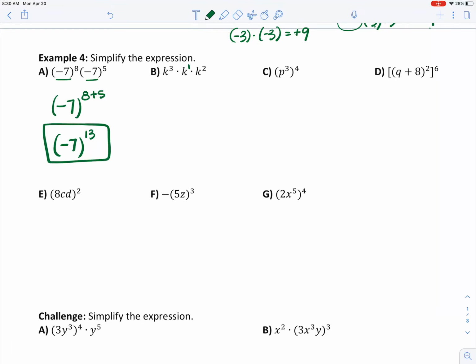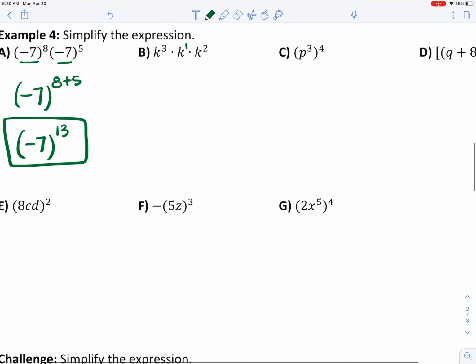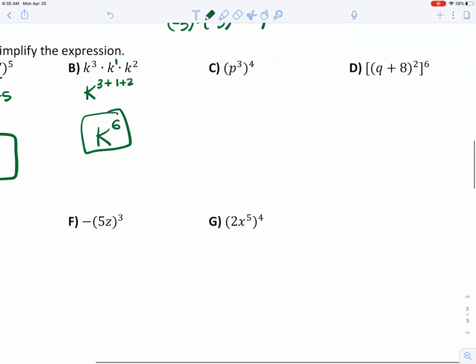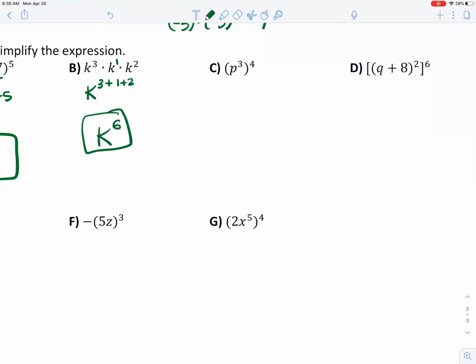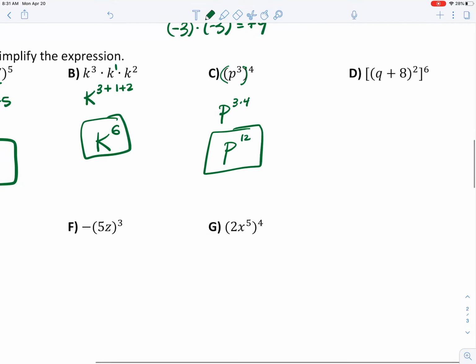All right, this next one, I have a hidden exponent here with this k. So we're going to add the exponents because we're multiplying them. So we have 3 plus 1 plus 2, which is k to the 6th power. Oops, excuse me, 6th power. Letter C. It looks like we're taking something and then we're putting it to the power of 4. So that means we're going to multiply those exponents. So we're going to get p to the 12th power.